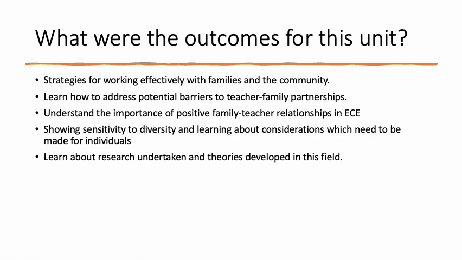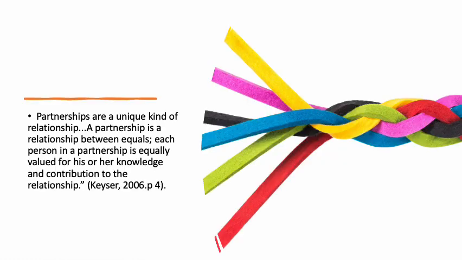So what were our outcomes for this unit? We wanted to explore strategies for working effectively with families in the community. We wanted to learn how to address potential barriers to teacher and family partnerships. We wanted to understand the importance of creating those positive family and teacher relationships. We wanted to show sensitivity for diversity and to learn about the considerations that we need to make. And we wanted to look at the research undertaken and theories developed in the field.